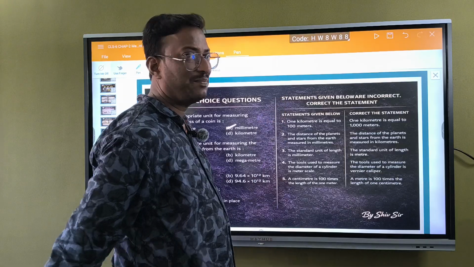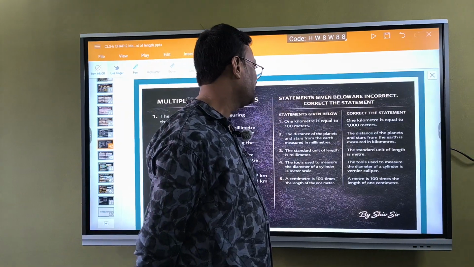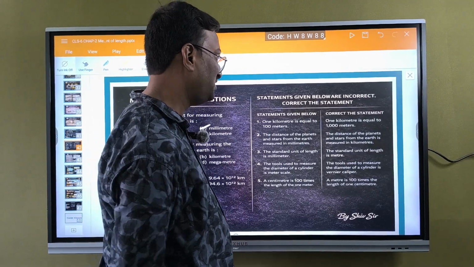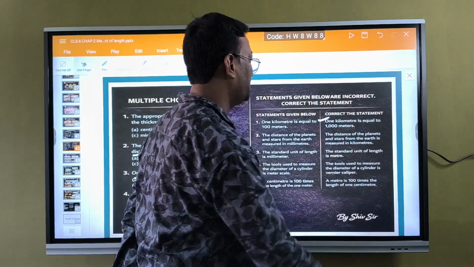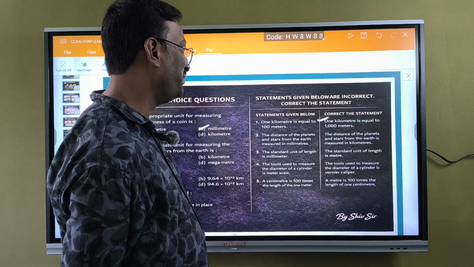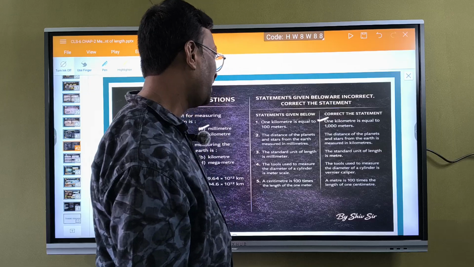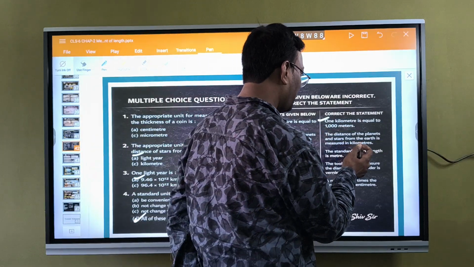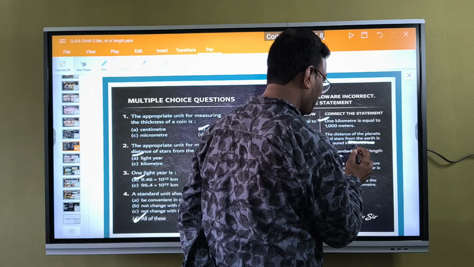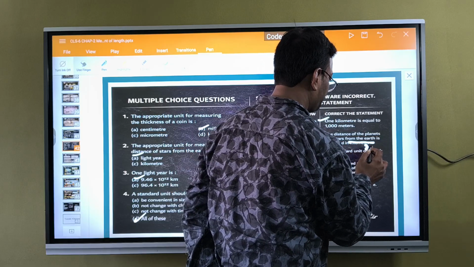Next, correction of statements. The statement given below: 1 kilometer is equal to 100 meters. Is it? No, it is 1000 meters. It has been corrected here. The distance of the planets and the stars from the earth is measured in millimeters. No, it will be measured in light years, not kilometers, it will be light years.